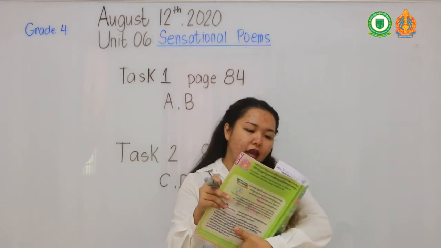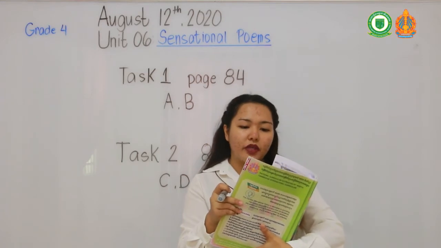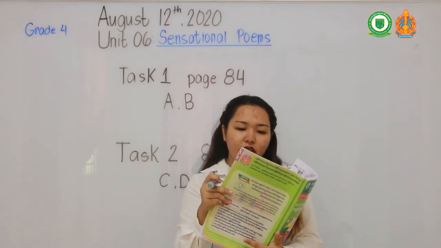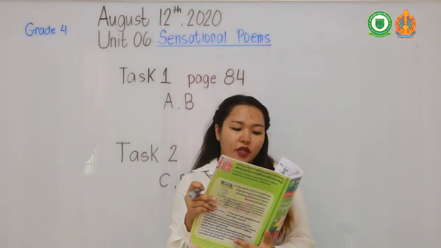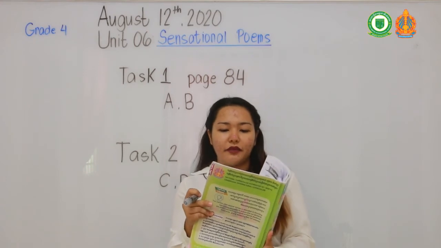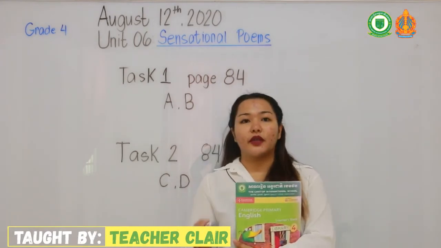So in letter D, write a senses poem. Describe how you experience something through your senses. Use these poems as inspiration for your own. Choose your own topic. Write in the past or present tense. Your poem doesn't have to rhyme. Okay, so you just have to make your own poem.